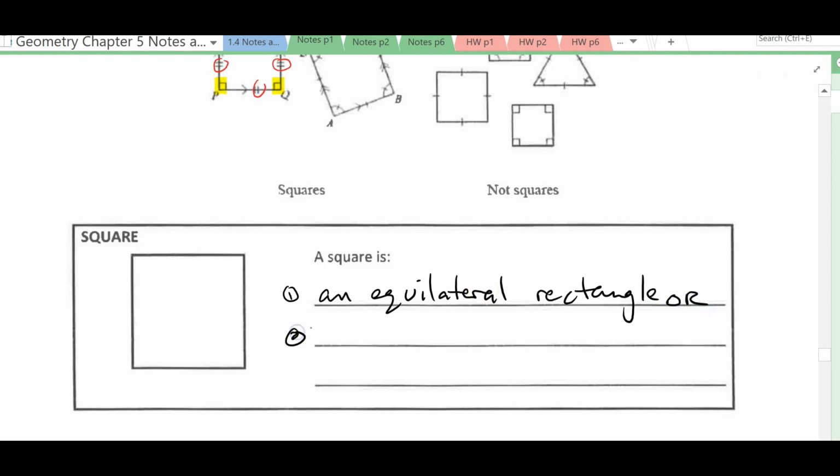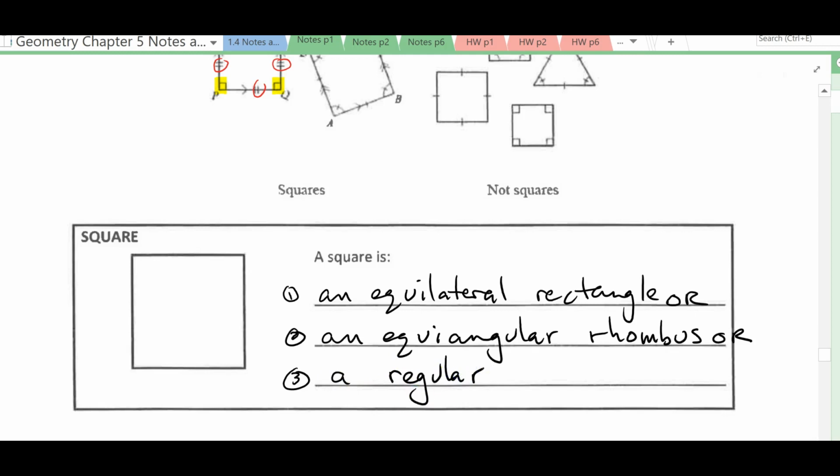Or we can describe it as an equiangular rhombus. So if we take the angles of a rhombus and make them all equal, then we're going to get a square. Or we can call it a regular, remember regular means both equilateral and equiangular, a regular quadrilateral. So a four-sided figure that has all sides congruent and all angles congruent.